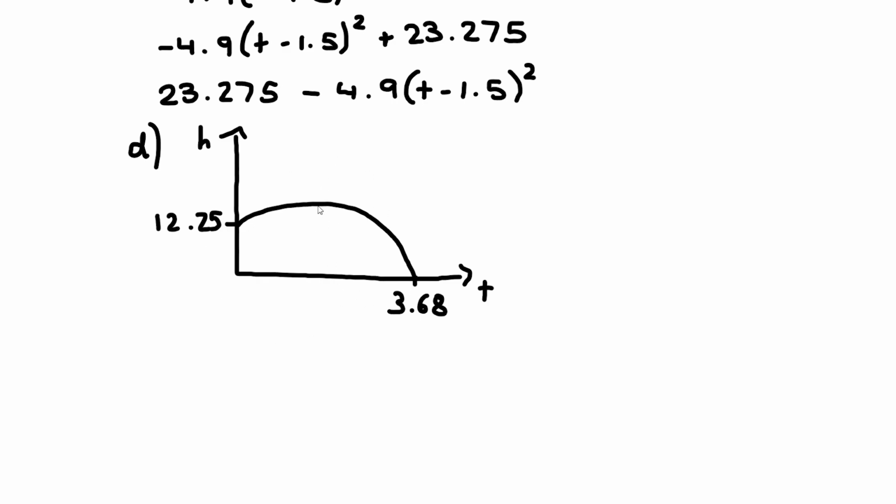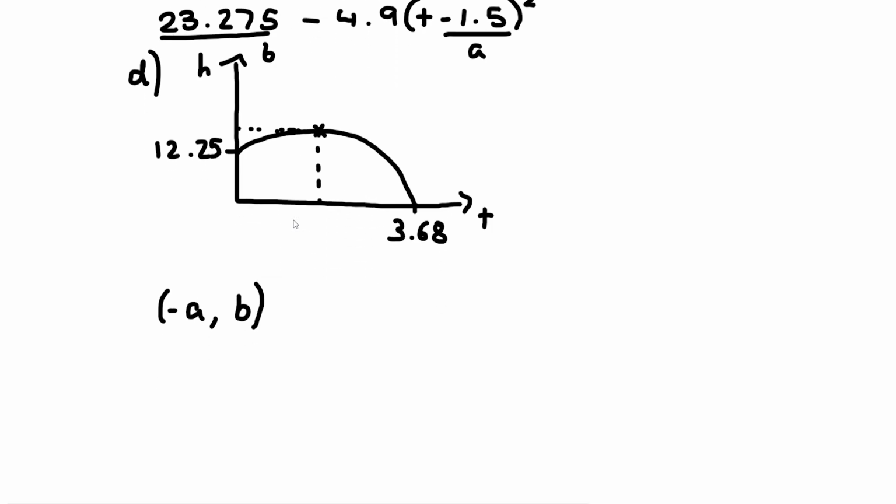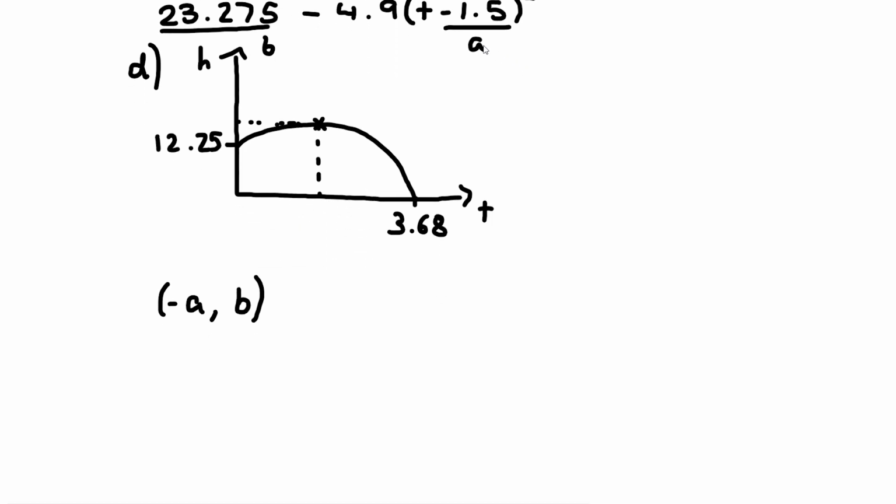They want to find what the coordinate of this is, basically, right? We want the maximum of this quadratic. So how do we find that? Well, we looked at that previously, right? After completing the square, we know that the maximum or minimum or turning point is minus A, B, where this value is A and this value is B, right? So we already have all the information we need by completing the square. When you sub in minus 1.5 for A, you get positive 1.5. And then when you sub in B, that's just 23.275.